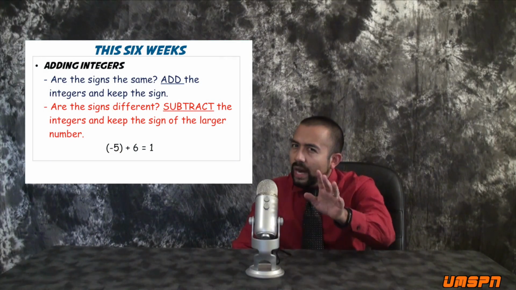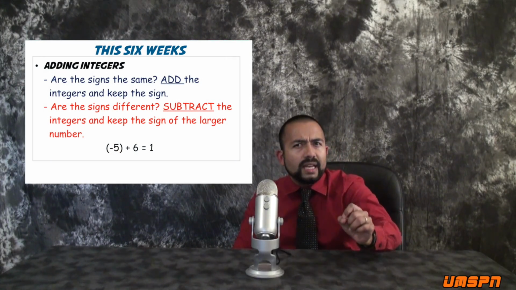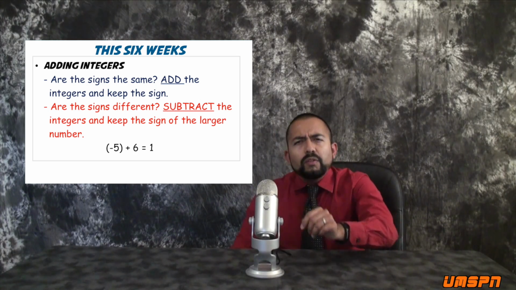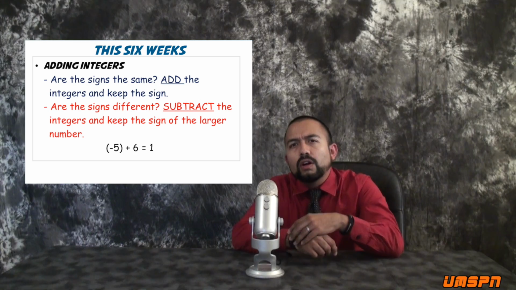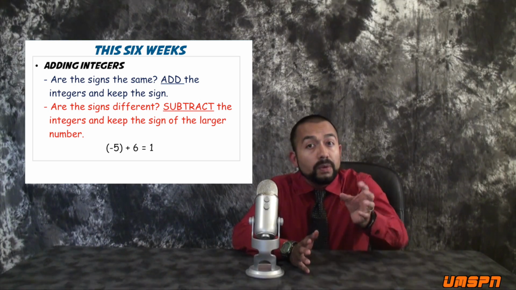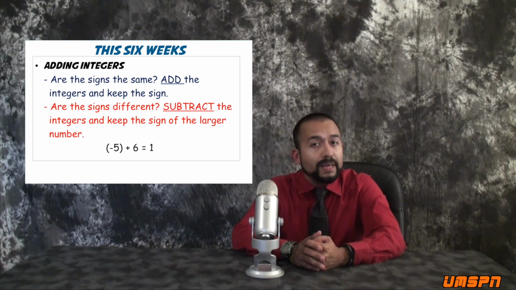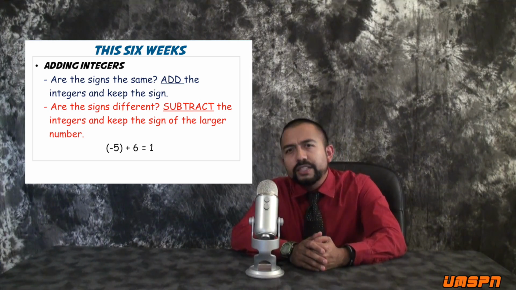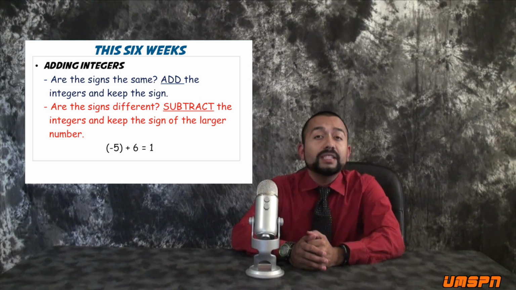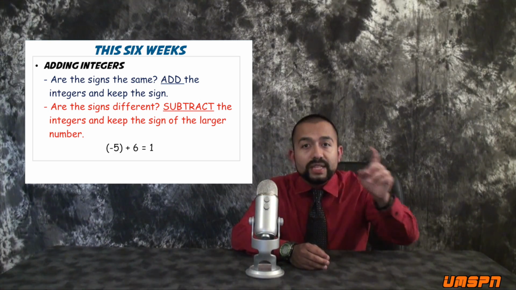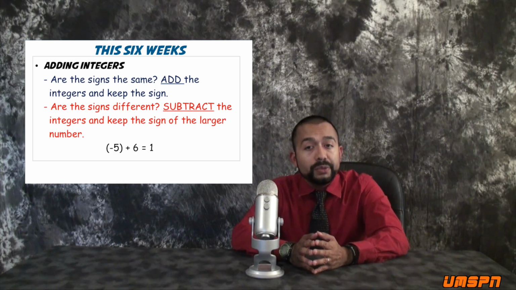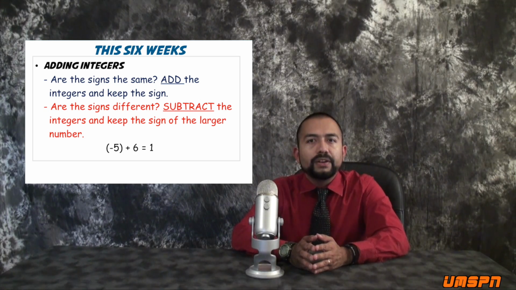Now, moving on to the next concept here, we also talked about adding integers, which can be quite a challenge because you're wondering like, wait a minute, there's a plus sign, why are we subtracting? If you can remember these simple rules, you should be successful. You have to ask yourself, are the signs the same? Like, are they both negative? Add them up. Keep that negative sign. Are they both positive? Add them up. Keep the positive sign. However, if they're different, if one is negative, one is positive, subtract those two numbers and keep the sign of the bigger number.